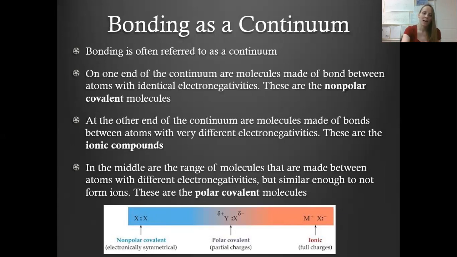Okay. So it's a continuum because we go from completely neutral, which is our non-polar covalent bonds, to completely charged, which is our ionic bonds. And then in the middle, we have our polar covalent bonds that have slightly positive and slightly negative ends. And there is a range of how slightly positive and how slightly negative, depending on the electronegativity of the atoms involved. Okay, let's switch over to my document cam and do some examples here.